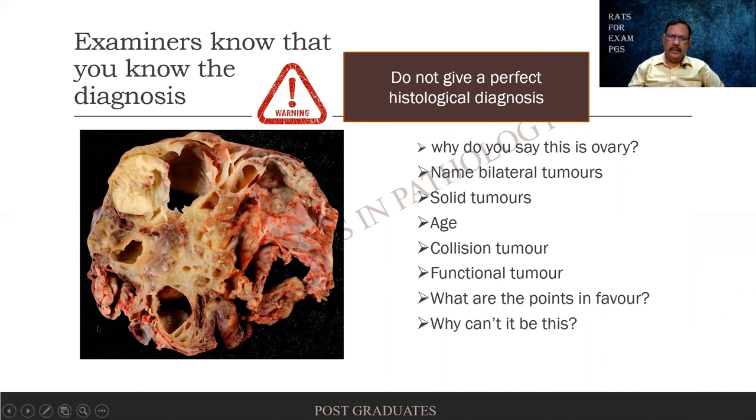This is one thing. A specimen is given and they all know, that is the examiners, that you already know the answer. The specimen has been selected from your center. The student has got the access to it. Invariably, he will be knowing the diagnosis. They write it correctly. But they will be asking you the questions like this. Why do you say it is ovary? Name the bilateral tumors. What are the solid tumors? What are the cystic tumors? What are the solid and cystic tumors? What is the collision tumor? So on and so forth. You find that there can be a battery of questions which can be thrown at us.